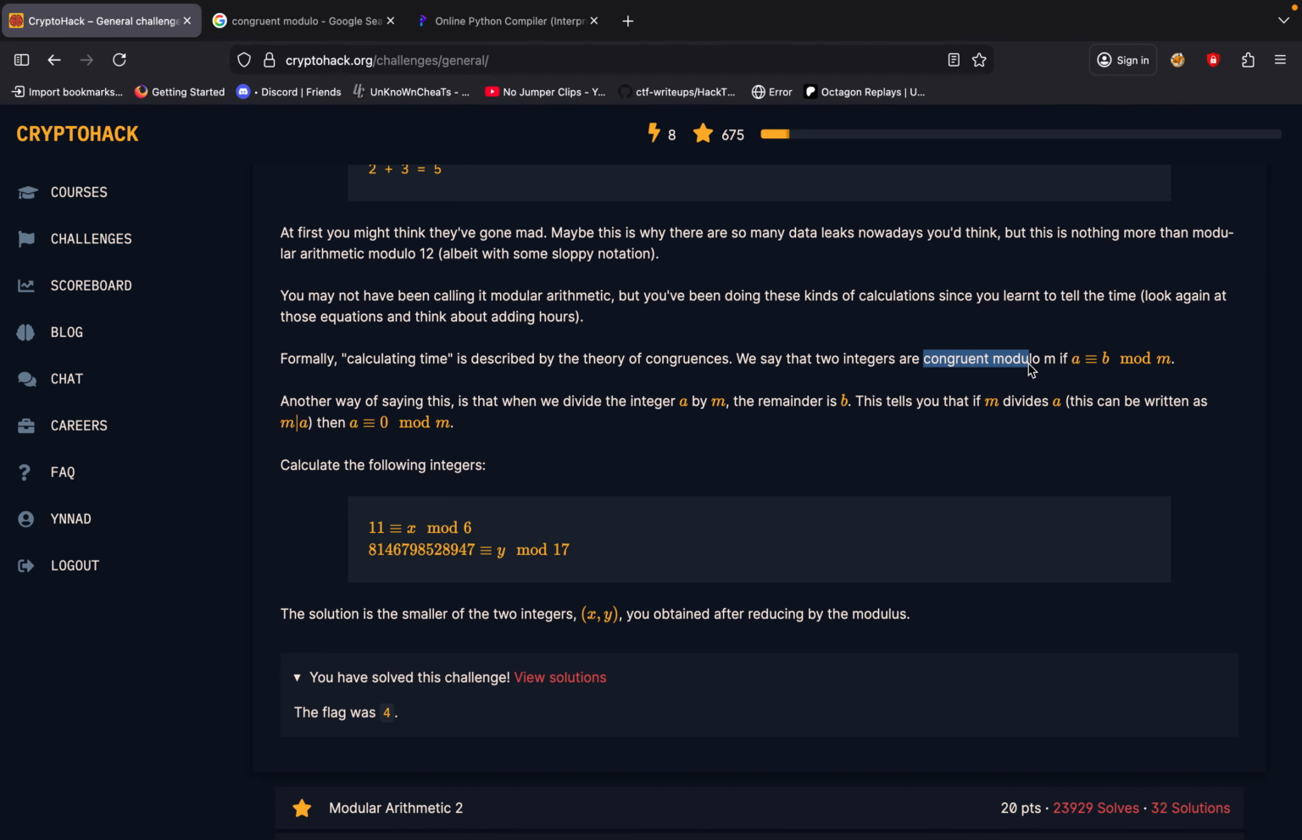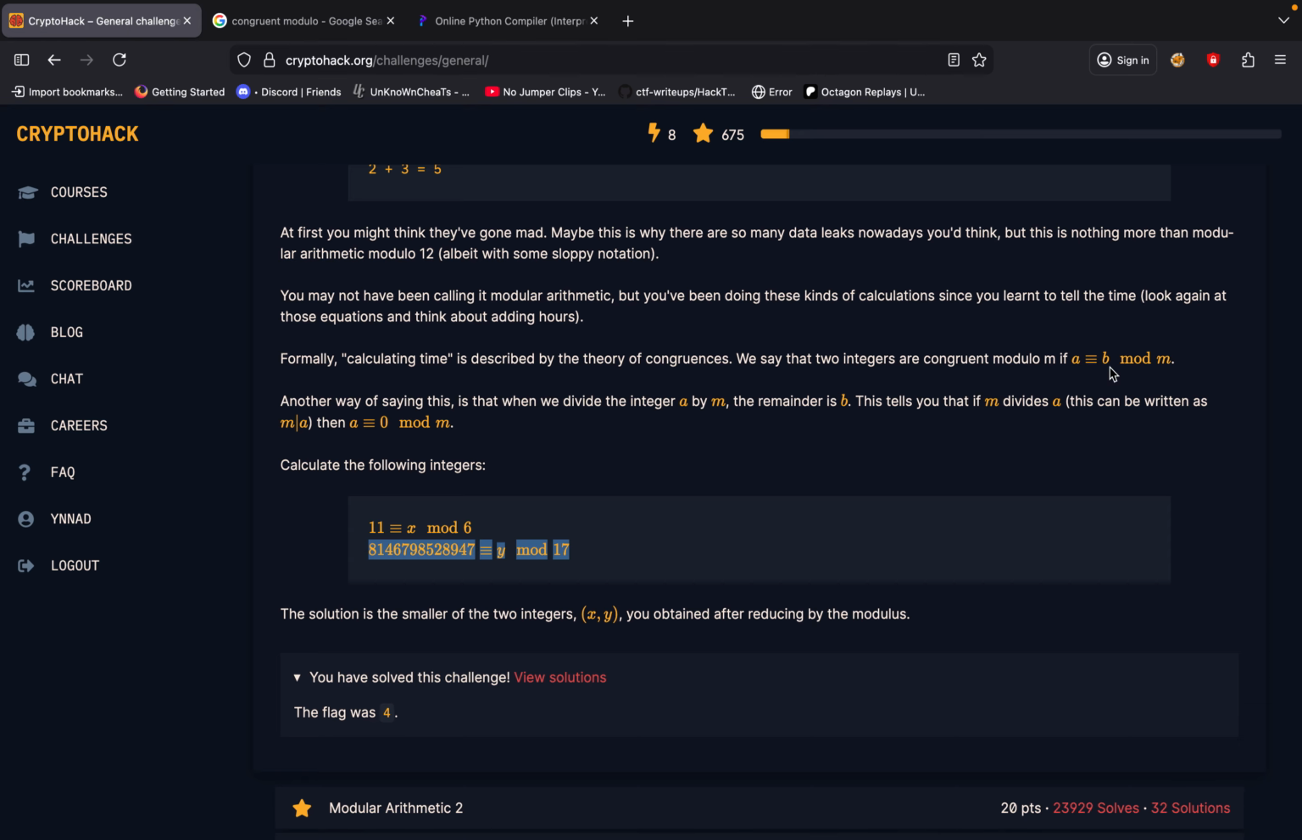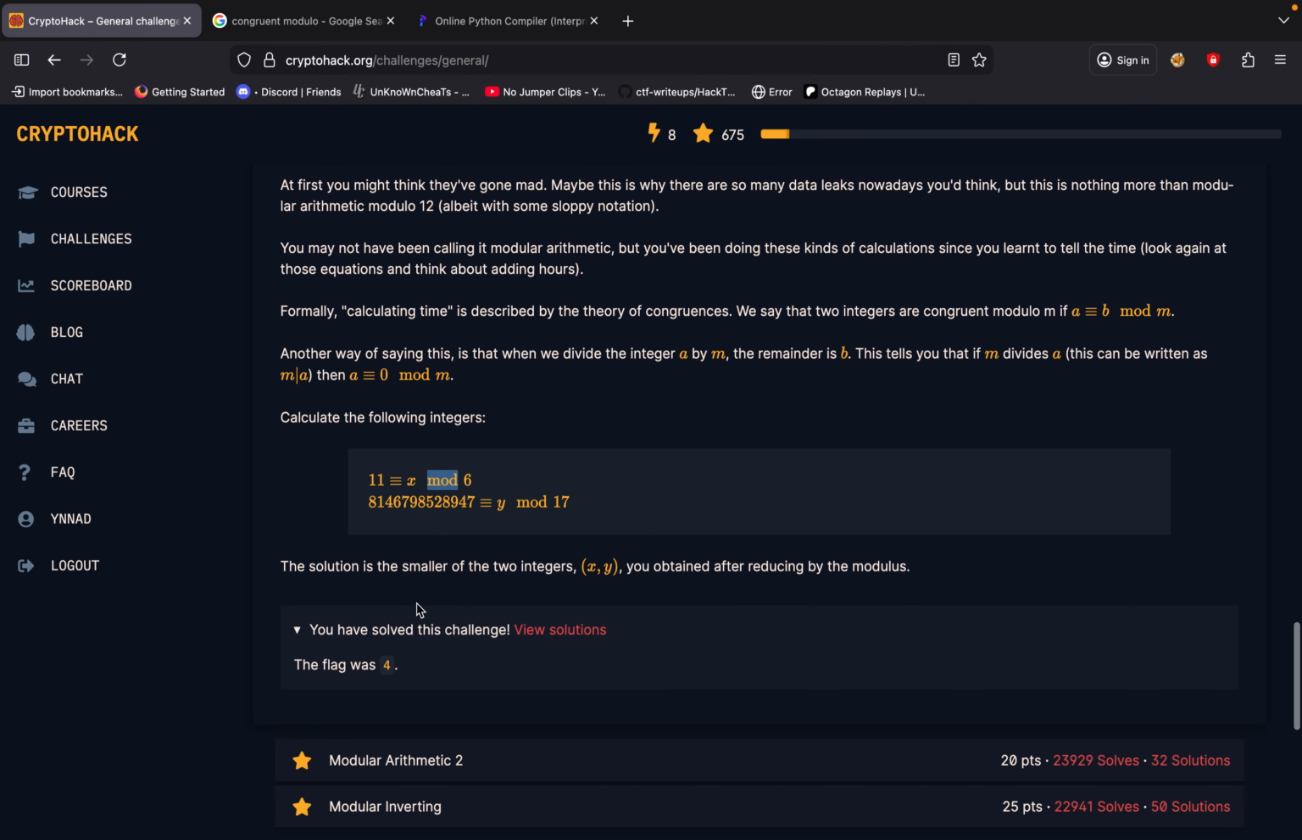Congruent modulo is noted like this. And if we see this notation right here, a is congruent to b mod m, and if you go back to the theory, congruence modulo n is an equivalence relation, meaning it has properties, and one of the properties is symmetry, where you're able to swap out b and a. In our case, we were able to swap these out and just solve this challenge. So yeah, that's about it.